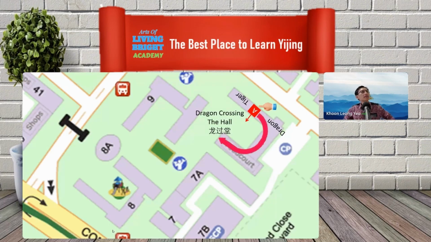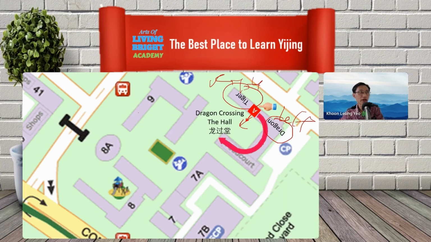Here, for example, look at unit A. I mark out unit A. You can see the finger pointing at A, and the facing is as described by the arrow. Now, look at the left side. If the facing is here, that means this side is the left dragon and this side is the right tiger.